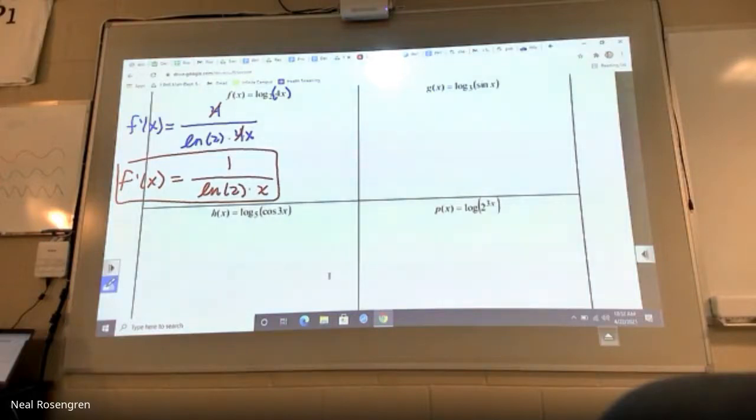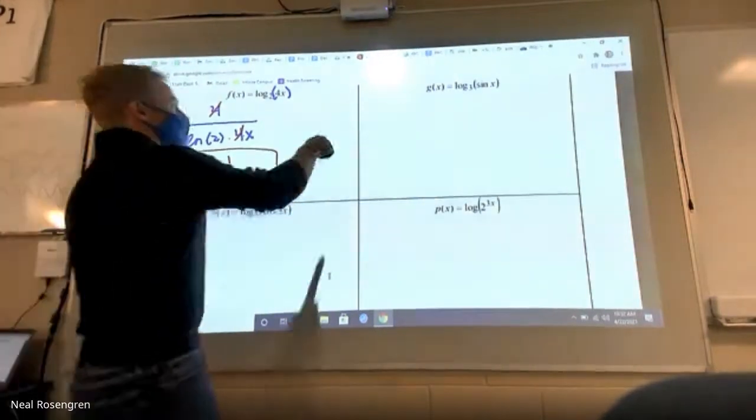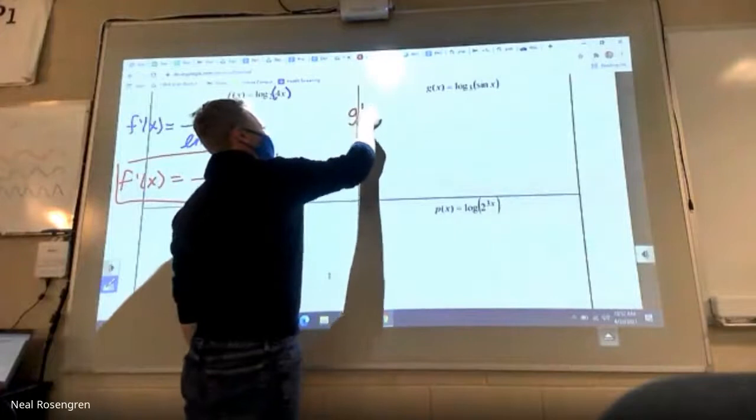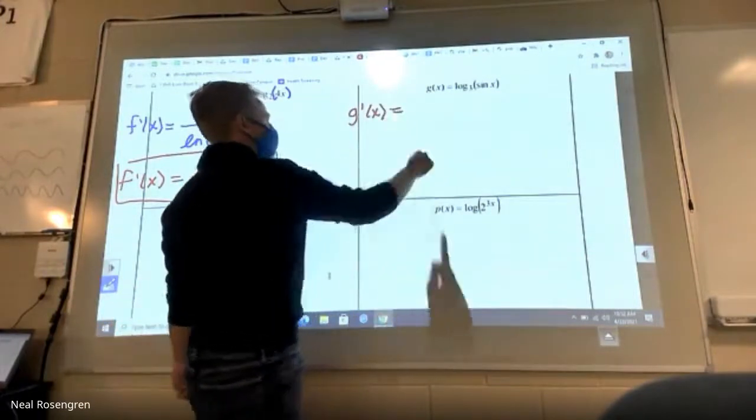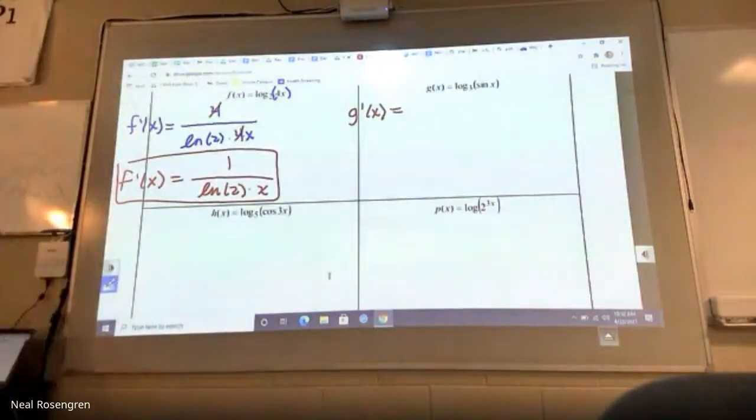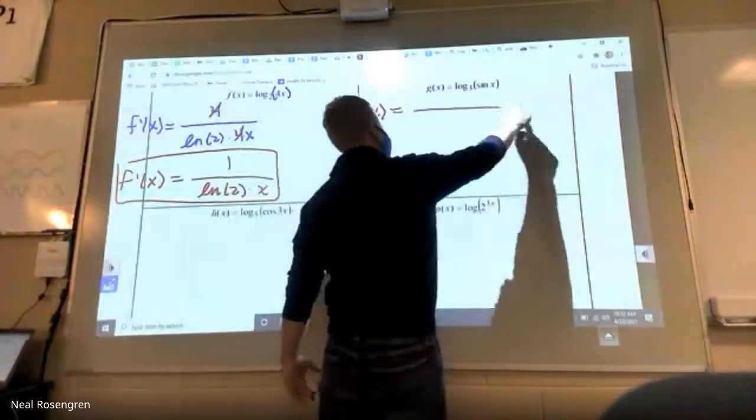Not too bad. Easy-ish rules to follow, which is nice, especially now that we're getting a little bit more comfortable with our derivatives. Let's do this one together. We'll go g of x this time. We'll go g prime of x and go across. Logarithm, cool. Derivative, going to be rational for sure.